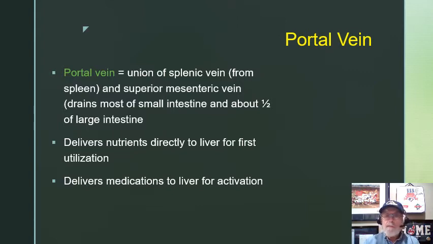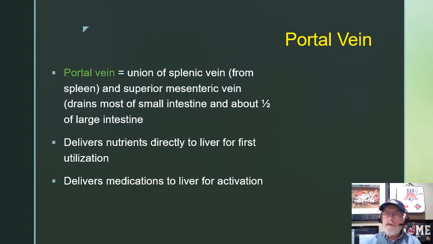So basically this portal vein is exceptionally important. It delivers the nutrients directly to the liver first for first utilization for whatever the liver needs to do. The liver also makes things like clotting factors. If the liver's not functioning, we have a difficult time clotting. That's why people who have liver failure usually get large bruised areas all over their body, because they don't clot very well. Certain vitamins are made in the liver, and also the medications, like I say, are activated in the liver so they could be used for the rest of the body.